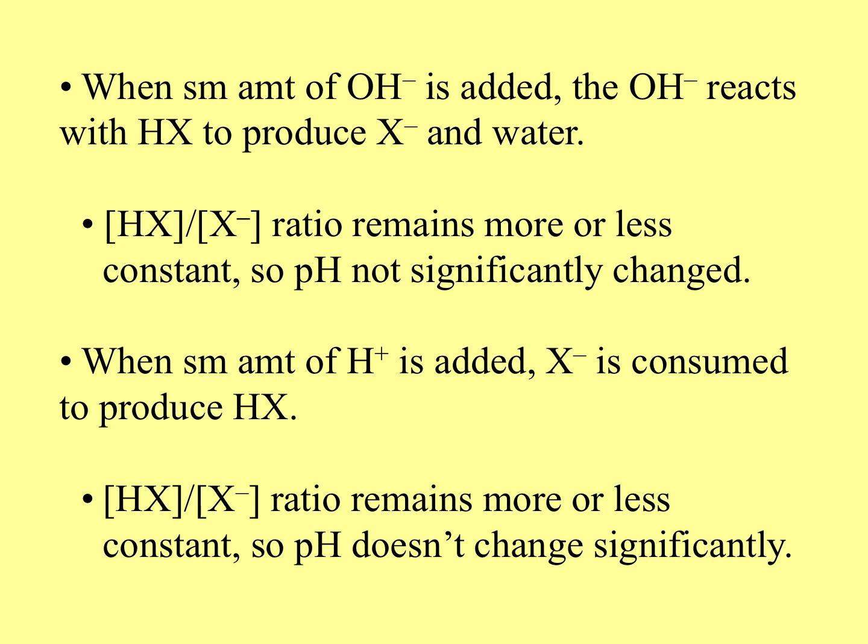Okay, and this kind of goes along with what I was saying earlier. When you have a small amount of OH- added, the OH- reacts with HX to produce some more of the conjugate base and water. Okay, and because the ratio remains relatively constant, the pH is not changing. That's why we're so focused on the ratio from the Henderson-Hasselbalch equation. Okay, when you add H+, some of the X- is consumed, you'll have a decrease in X- and an increase in HX.